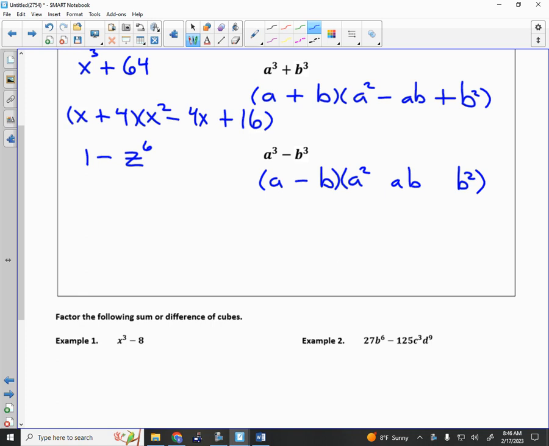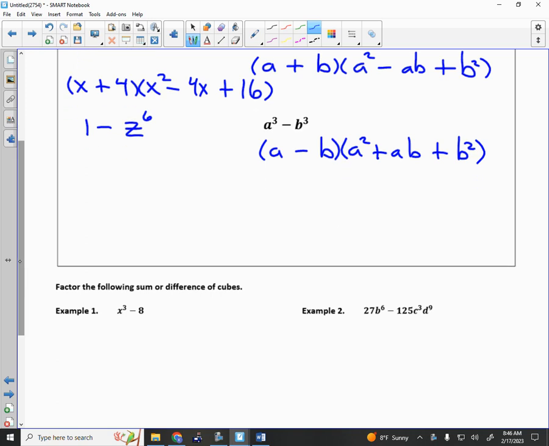This guy right here is always positive. This guy here is the opposite sign of that. Plus. So, let's factor this. Binomial, trinomial.